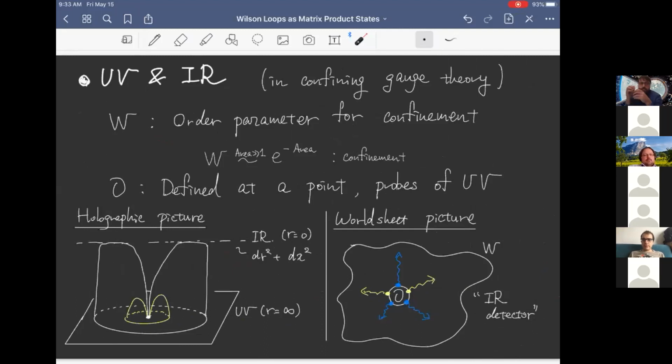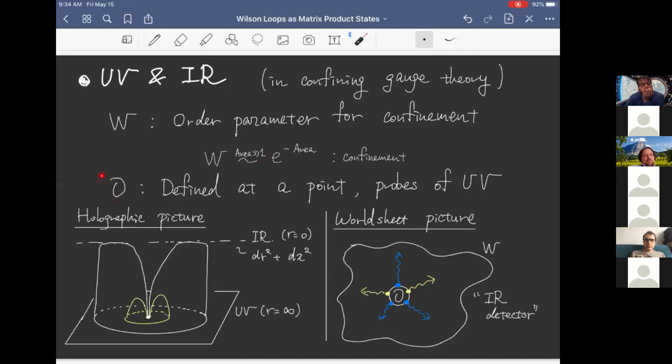This relation between UV and IR is most visible in a confining gauge theory, not necessarily in N=4 super Yang-Mills. What I mean by this is that we know that the Wilson loop is a nice order parameter for confinement, especially if you consider a very large Wilson loop. So it's an order parameter that distinguishes the IR phases. For instance, if you take the area to be very large, then in the confining phase you get the area law, whereas in the deconfined phase you get the perimeter law.